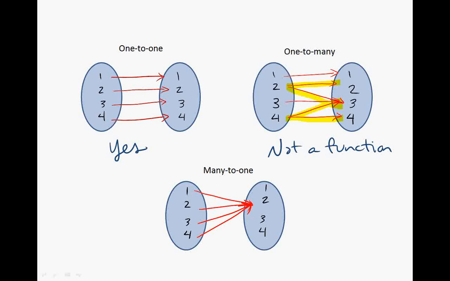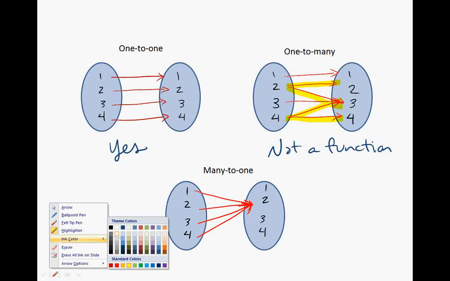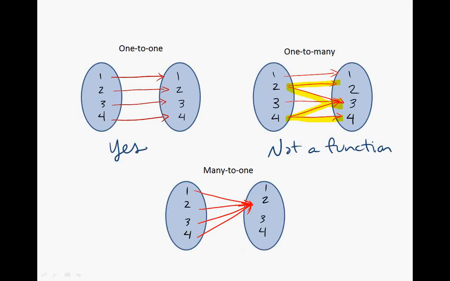Move on to many-to-one. Does this represent a function, yes or no? Well, if you look at all of the domain values and then follow the mappings, do you know exactly what the output or the range value is going to be? You should. This is a function. Even though all of the inputs had the same output, there was only one output associated with each input. So yes, a many-to-one mapping is a function.